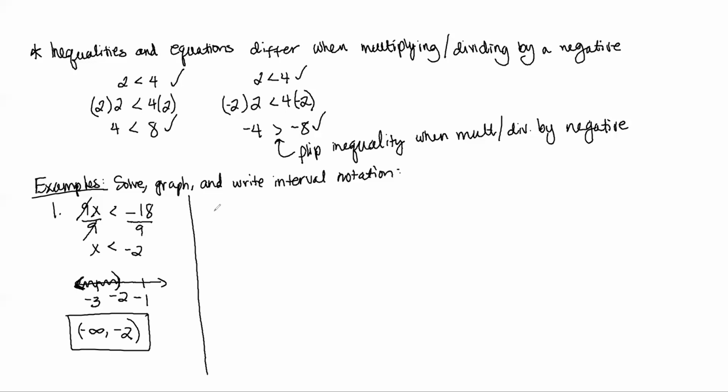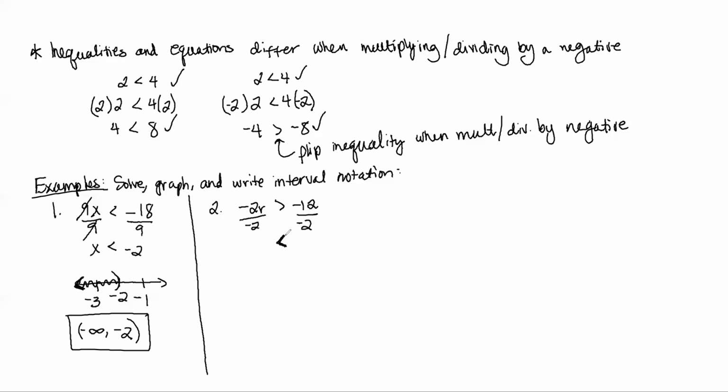All right, let's try another one. Negative 2r is greater than negative 12. So again, no simplifying to do right now, and all of our variable terms are on the left, constants on the right. So we can go ahead and divide both sides by negative 2. Now, since we're dividing by a negative, we have to flip the inequality. I like to do that first just so I don't forget it, because it does happen.